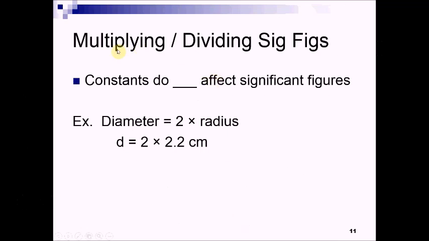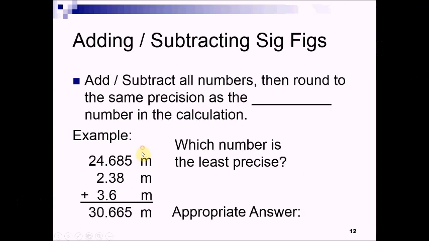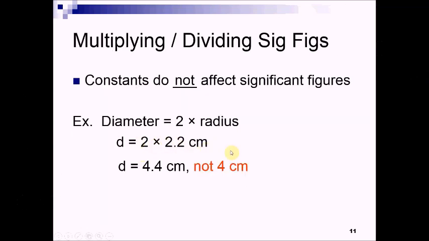All right, let's talk about constants just for a second. Constants do not affect significant figures. So if you have a formula such as the diameter is 2 times the radius, well, that 2 is not a measurement. There aren't any significant figures there at all. That's a constant value, so we would assume it's got 2.0 on forever. So just ignore the constant when you're multiplying or dividing. If the radius was 2.2, that had 2 significant figures, so 4.4 is appropriate there.